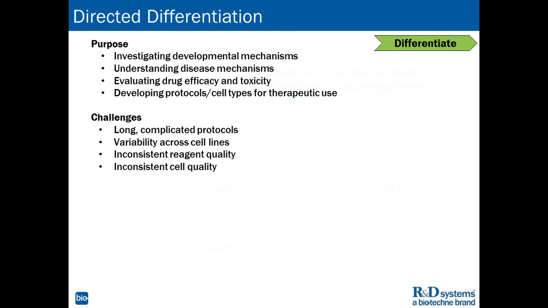Unfortunately, there's a variety of challenges involved in this process, which you may or may not be aware of if you've done them. They can involve very long and complicated protocols, and there can be a lot of variability across different cell lines. This can be due to a variety of reasons, some of which include inconsistent reagent quality as well as inconsistent cell quality.